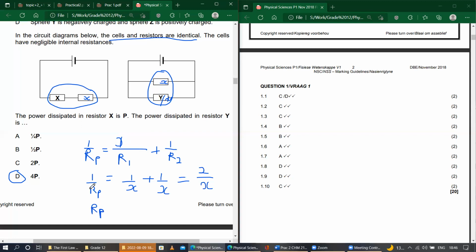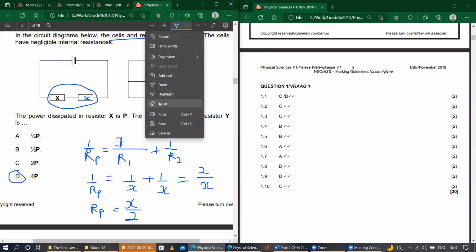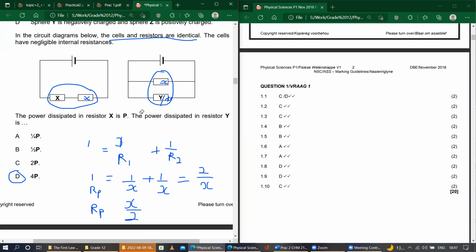So 1 over RP is going to be equal to 2 over X. The reciprocal of 2 over X is going to be X over 2. So that's the resistance of this combination. Then we know, since they're in parallel, the voltage is going to be the same.